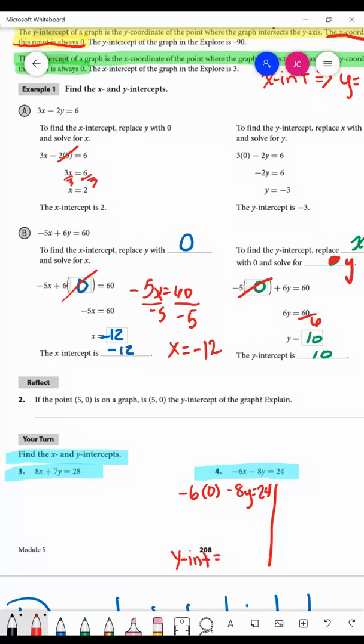You don't have to do it in the same order they did it. So negative 8y is equal to 24. We divide by negative 8. That leaves the y-intercept as negative 3.